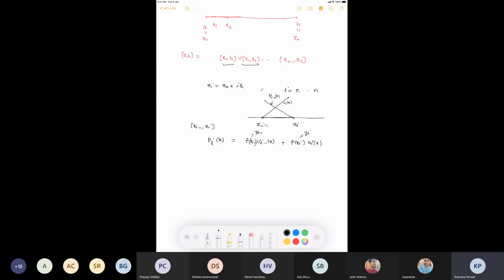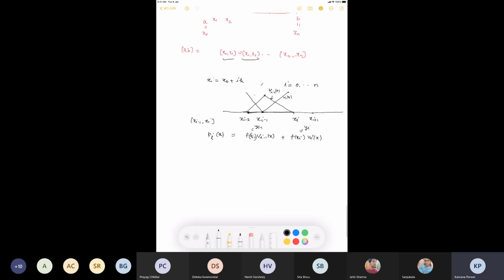Now this will repeat in each of the subintervals. Suppose I have i+1, i-2. Here again it will take the value 1 here, and this is how it will look, and the corresponding basis function here will look like this. These are like a hat, so these are called the hat functions.